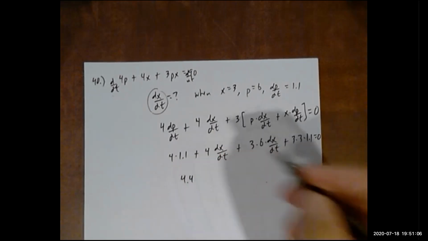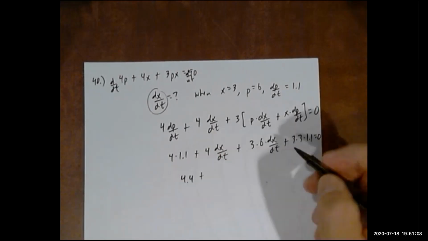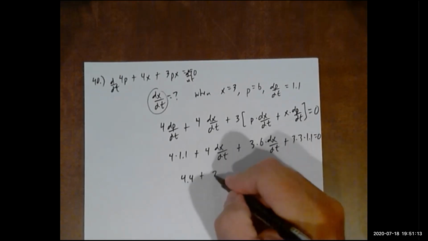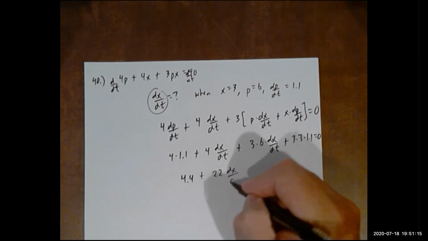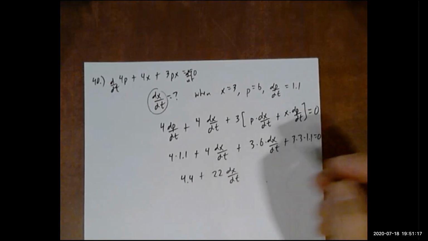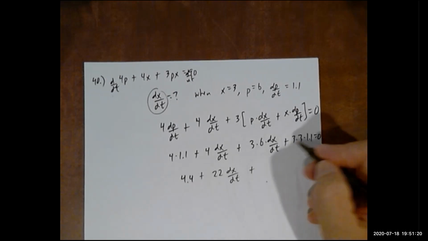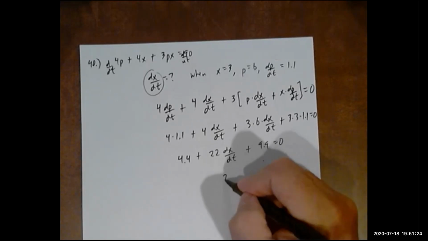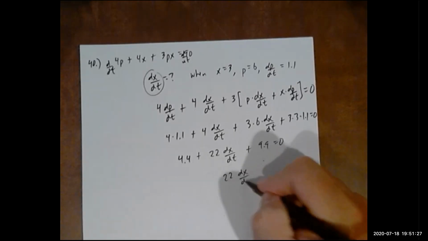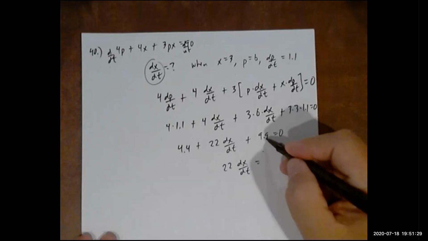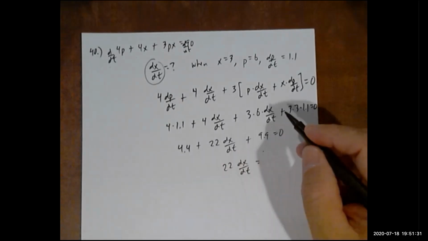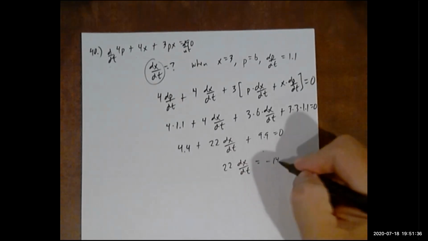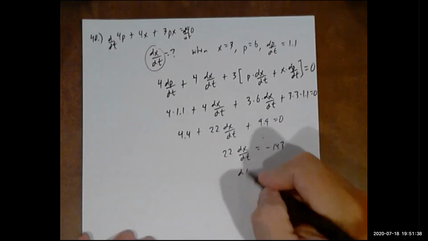So 4.4, 3 times 6 is 18. This is 22 dx/dt plus 9 times 1.1, which is 9.9, equals 0. 22 dx/dt. 9.9 plus 4.4 is 14.3. Move it over here.